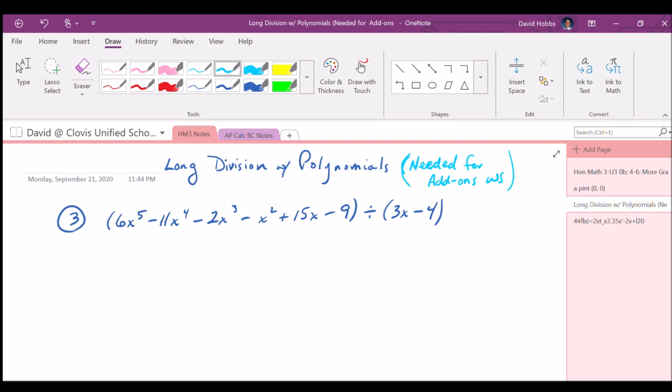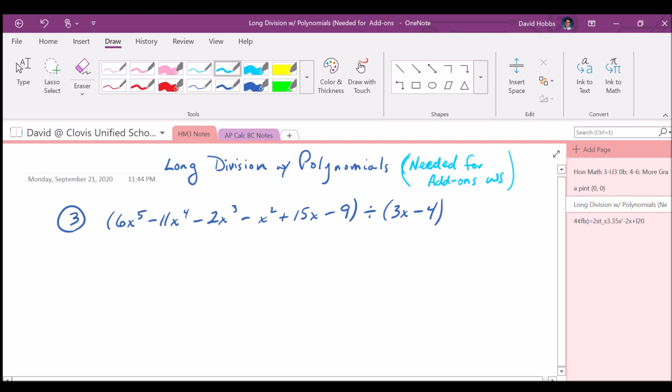Okay, and we're only doing long division today, so just in case any of you know anything about any other type of division, all of our division is with long division today. Now, come back next class, and we're going to teach you another way to be able to do some division, which is shorter and nicer to do. Okay, so 6x to the 5th minus 11x to the 4th minus 2x to the 3rd minus x squared plus 15x minus 9 divided by 3x minus 4.